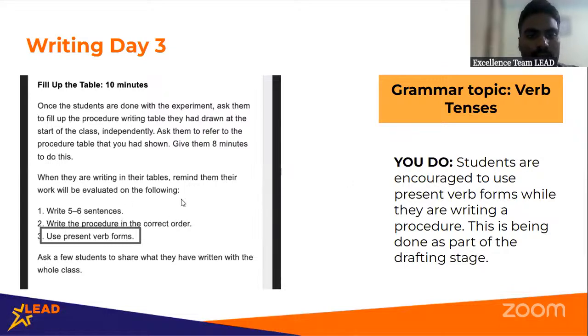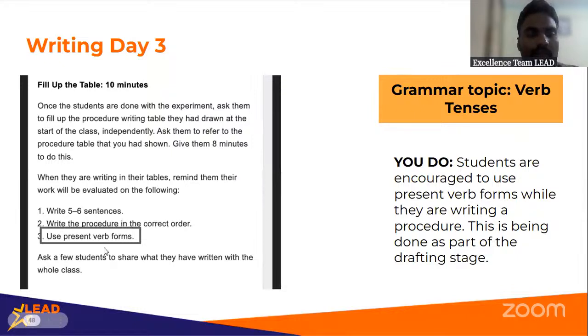While they are writing, what instruction do you give the children? The script or the paragraph should be there for 5 to 6 sentences, that is the first one. Second, write the procedure in the correct order. And the third and most important thing, they are supposed to use present verb forms. So while they write, the story should have 5 to 6 statements, the order should be correct, and they should use only the present verb form.